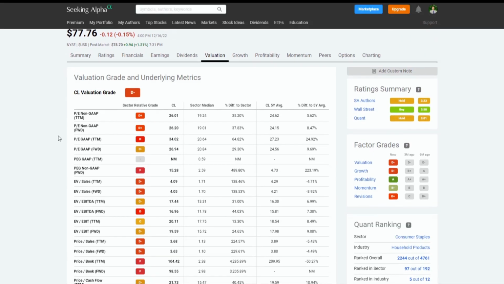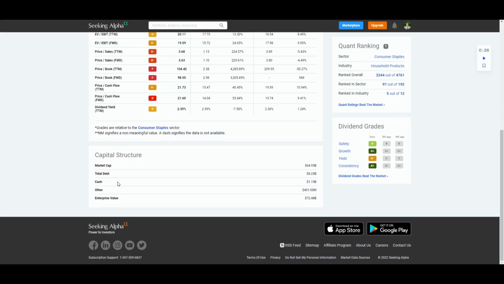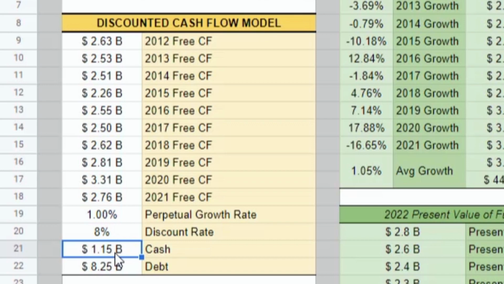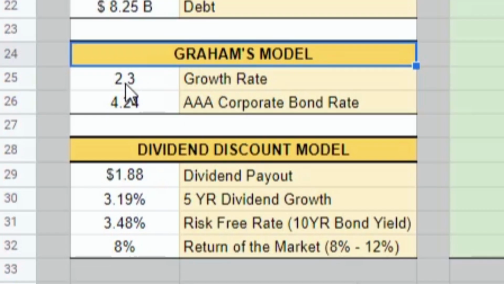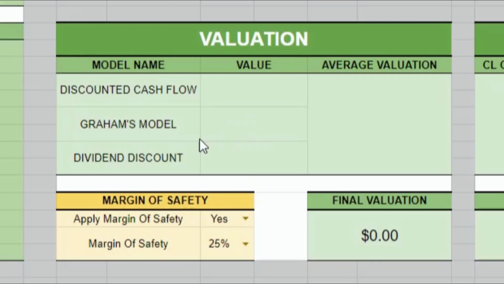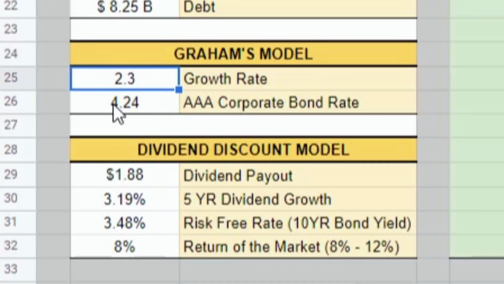Coming back over to Seeking Alpha, taking our total debt and our total cash, putting it into the calculator, we are now able to figure out the valuation for the DCF model. Coming over to Graham's model, I know there's a lot of things in the Graham's model that we use, but all of it is hidden in the formula. The only things that we need to input into the calculator for Graham's model are the expected growth rate over the next 5 to 10 years and the AAA corporate bond rate as of today.